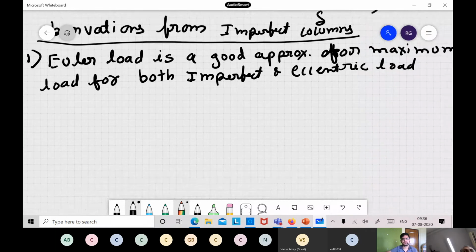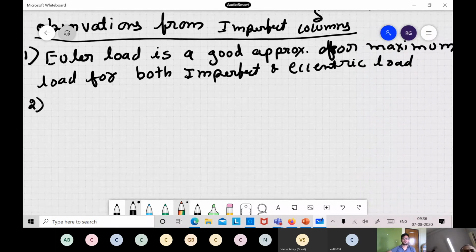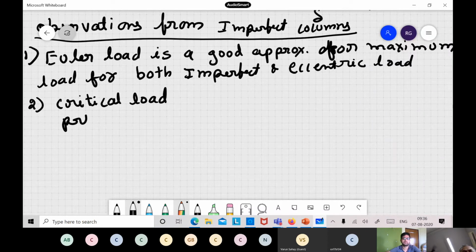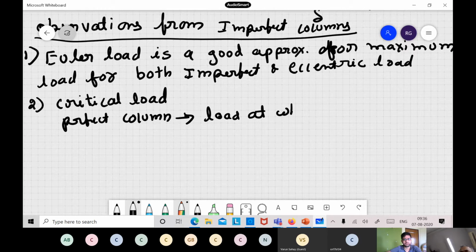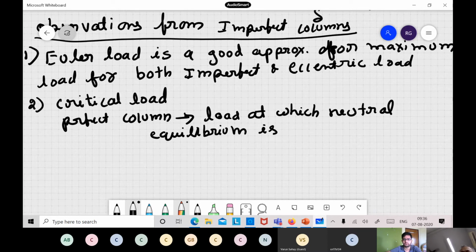Okay, so for both the cases it is a very this one. And now the definition of critical load. This is the most important thing you follow, right? Critical load. Now suppose a column is a perfect column, with no imperfections, no eccentricities. The definition of critical buckling load is the load at which neutral equilibrium is possible. So this is the definition of a critical load for a perfect column.